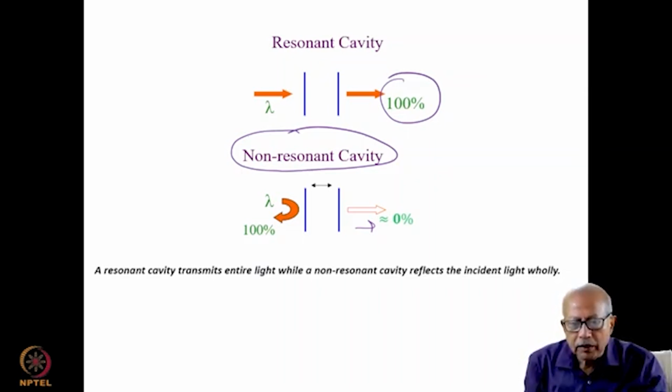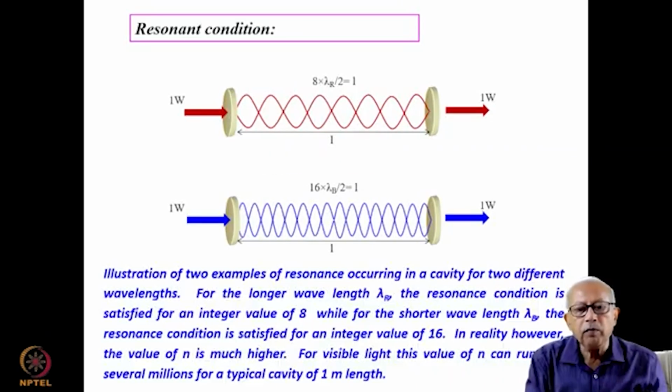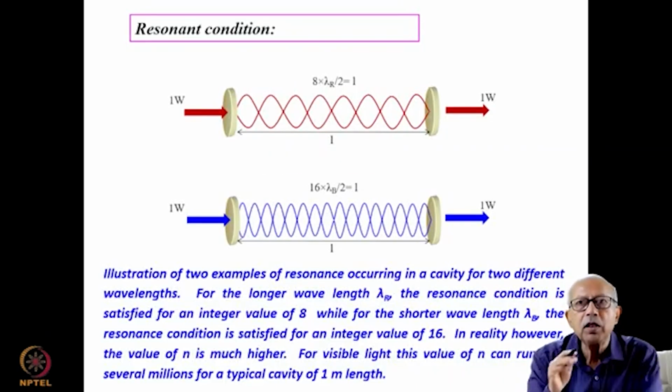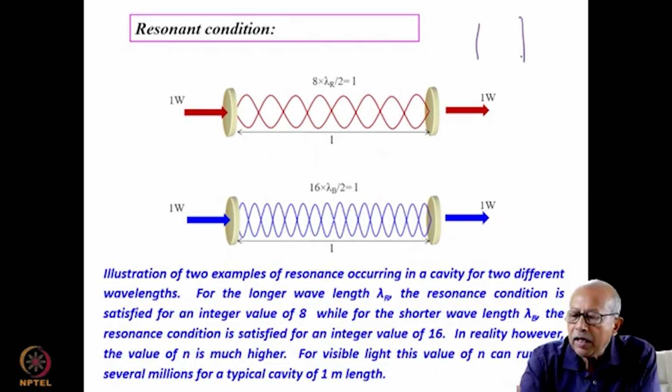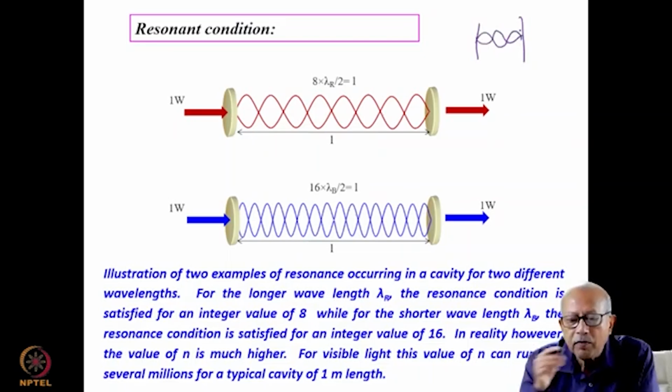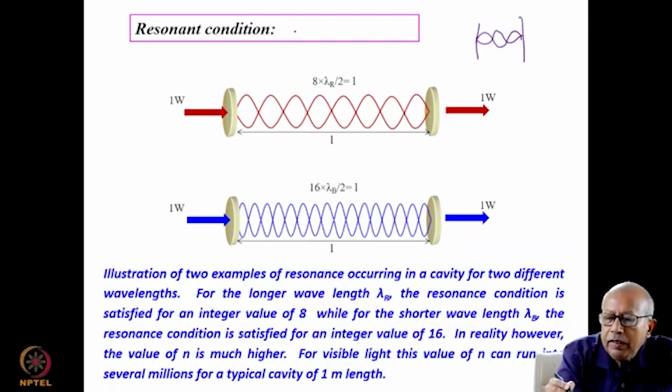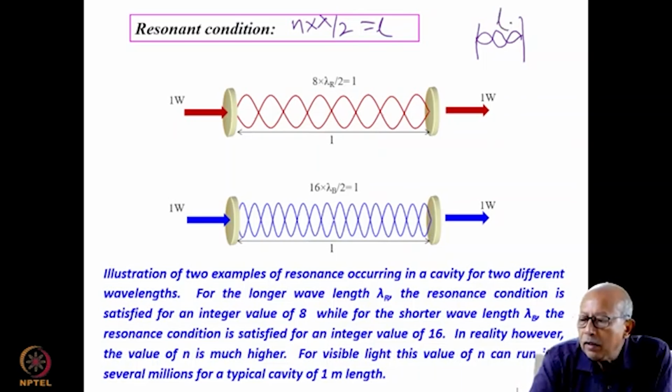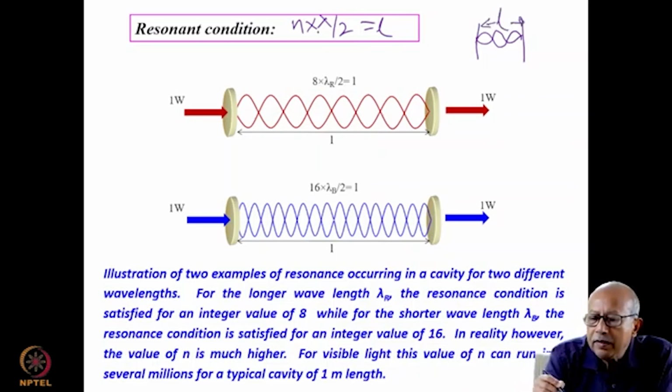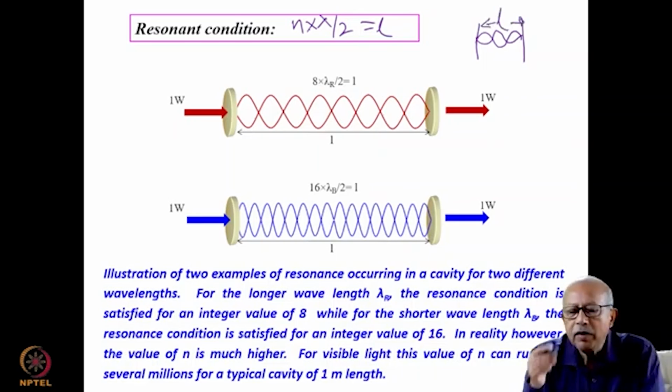On closer examination, it would be seen that those wavelengths, half of which times an integer fits exactly inside the cavity, are actually resonant to the cavity. So the resonance equation can be written as n into lambda by 2 equal to L, where L is the length of the cavity, n is an integer, and lambda is the wavelength.